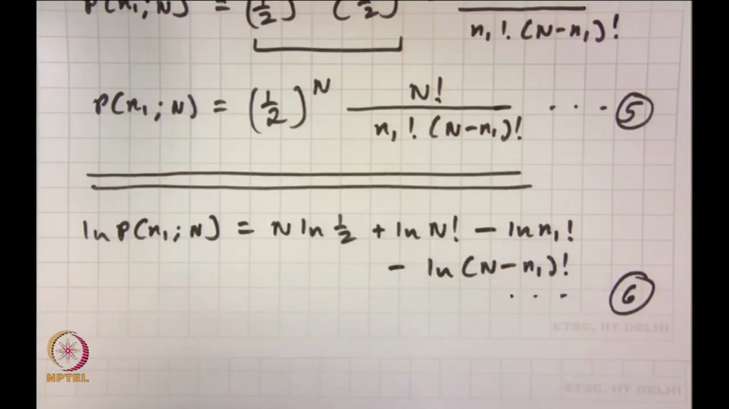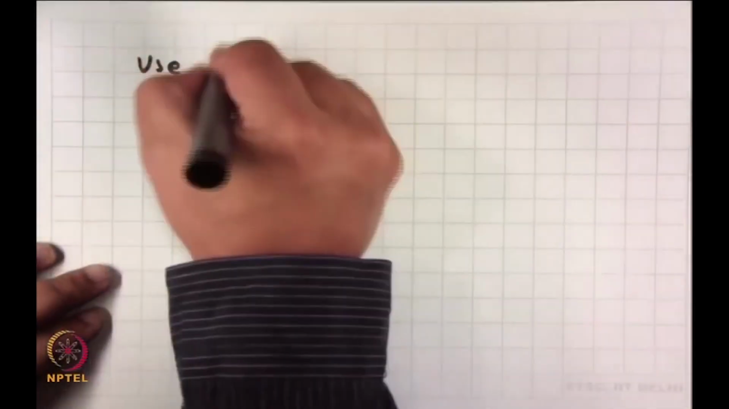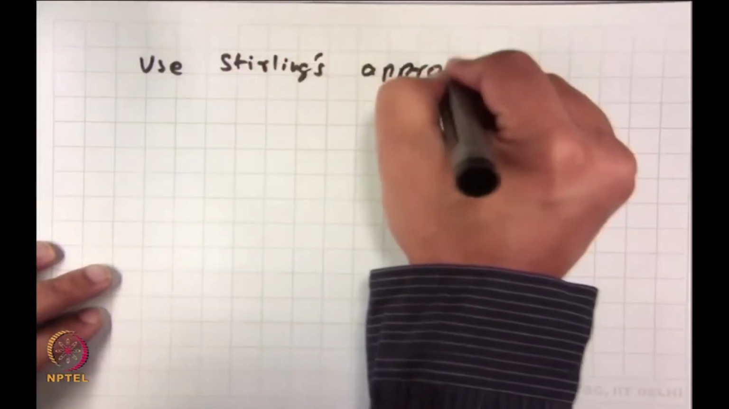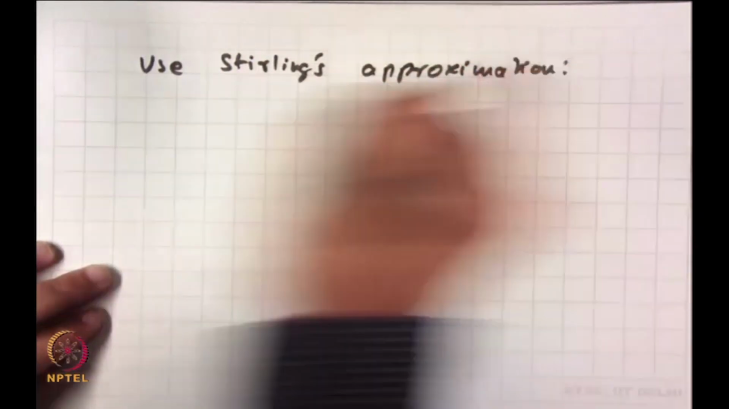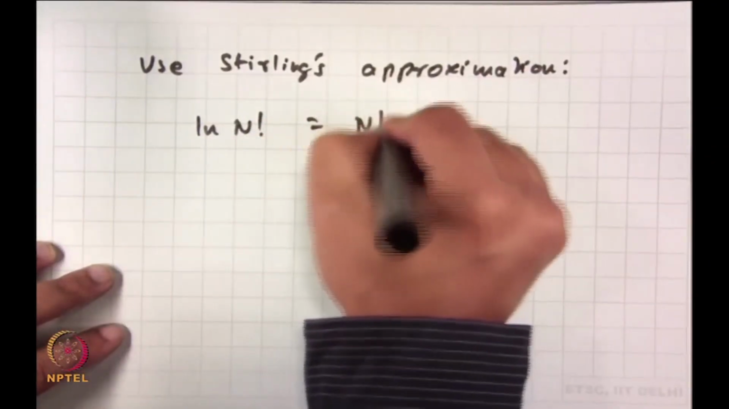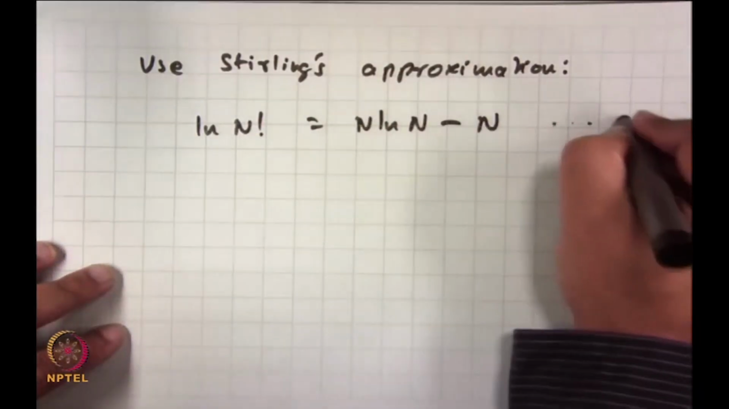Okay. So, having taken the natural log, now tell me what other approximation can I use? Stirling's approximation. Yes, the assumption is that my N and n1 are very large. So, what I do is use Stirling's approximation, and what is Stirling's approximation? ln N factorial is equal to N ln N minus N. This is Stirling's approximation. Let this be equation number 7.